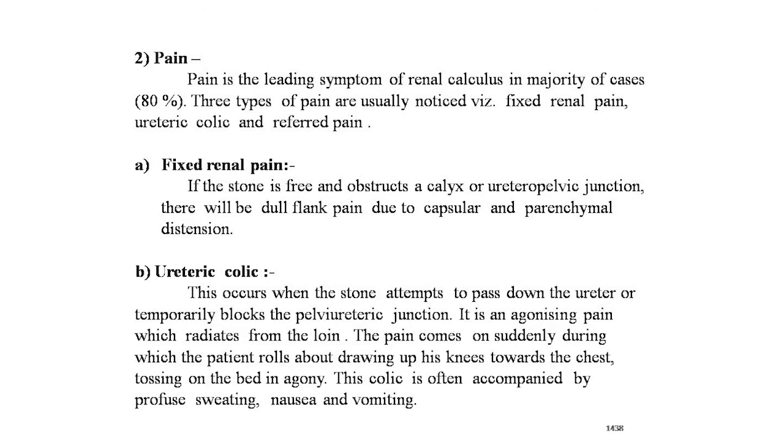Second is the urinary colic. This occurs when the stone attempts to pass down the ureter or temporarily blocks the pelvic-ureteric junction. It is an agonizing pain which radiates from loin to groin. The pain comes on suddenly, during which the patient rolls about, drawing up his knees towards the chest. Tossing on the bed is agony. This colic is often accompanied by profuse sweating, nausea and vomiting.